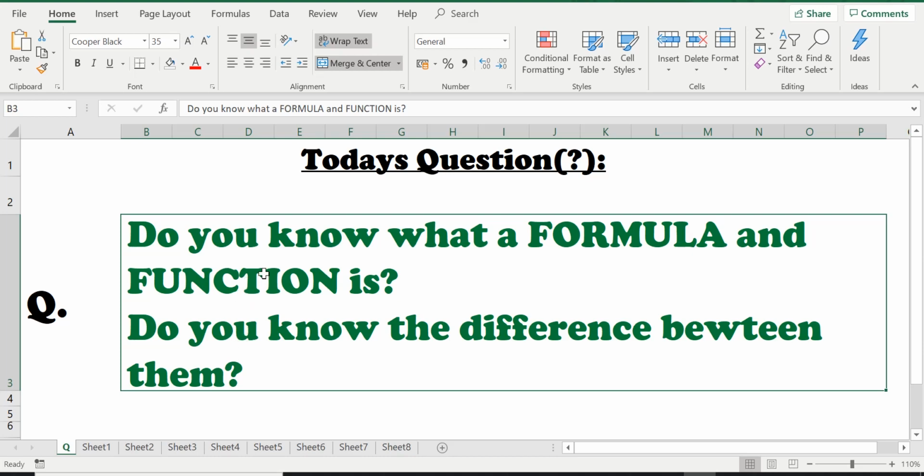And this question is kind of an overlap with the first one. Do you know the difference between them? If somebody did ask you this question, you would say, of course, I know the difference. A formula is like maths, and a function has a word in it, and that word behind it has been programmed to carry out a certain activity for us. For example, adding a range of numbers, working out the average of a range of numbers, finding the minimum value in a range of numbers, finding the maximum value in a range of numbers, etc.